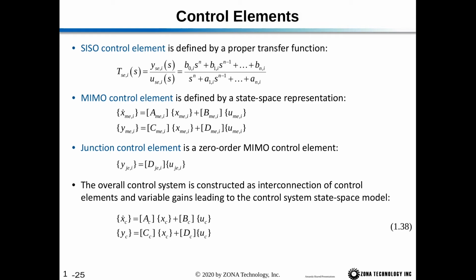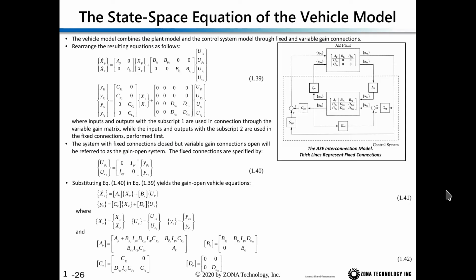x dot is Ax plus Bu, and y is Cx plus Du, and our subscript here is C, denoting the control system state space model. So now we'll finally build up the vehicle model. The vehicle model combines the plant model and the control system model through the fixed and variable gain connections.